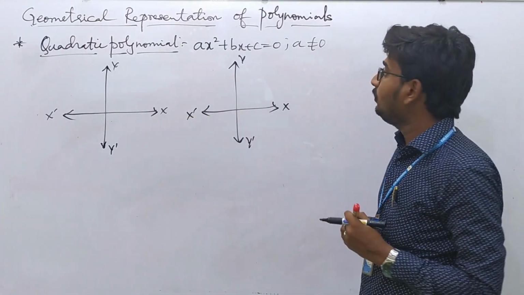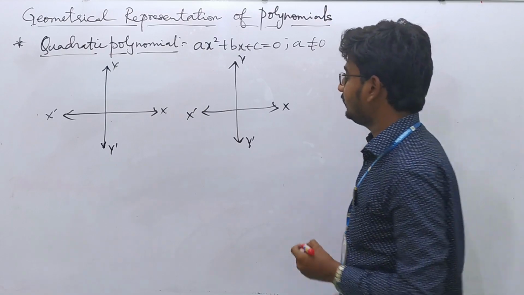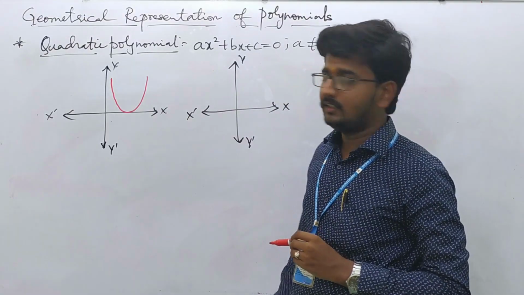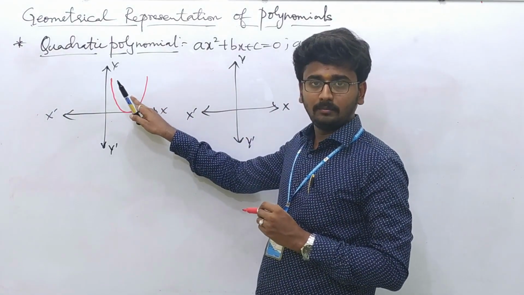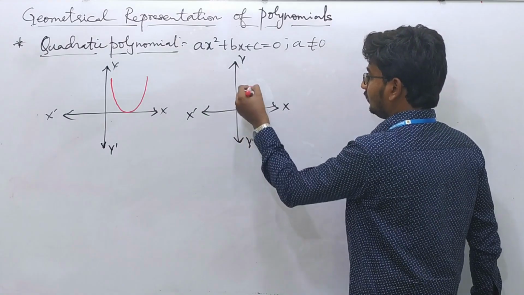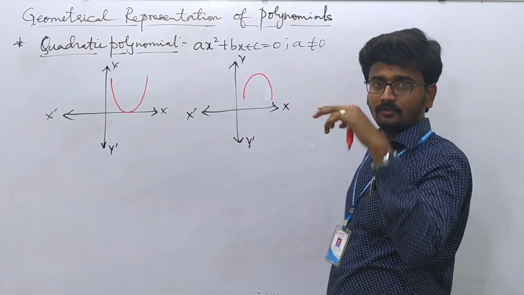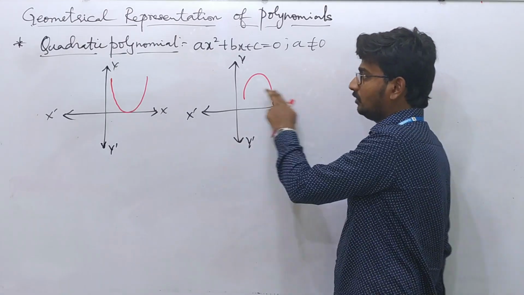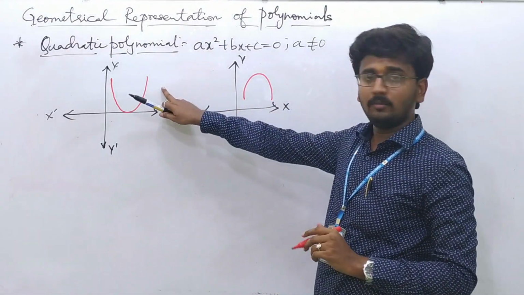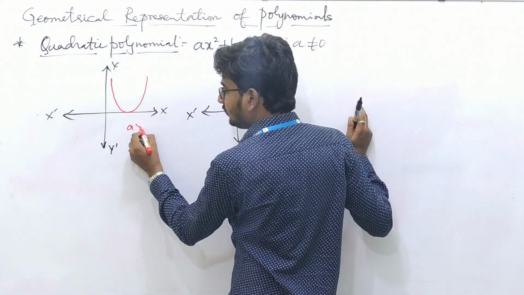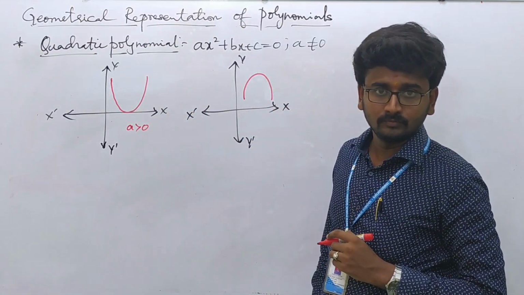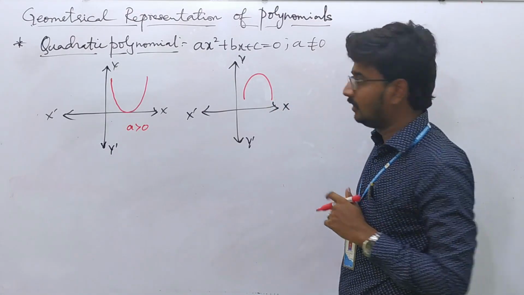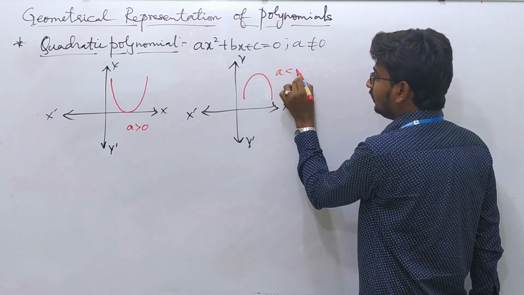Usually a quadratic polynomial is represented by something called a parabola. This is an upward parabola, and this is a downward parabola, facing downwards. It will be an upward parabola if the value of a is greater than 0, like 1, 2, 3 and so on. When will it be downward? If the value of a is less than 0.